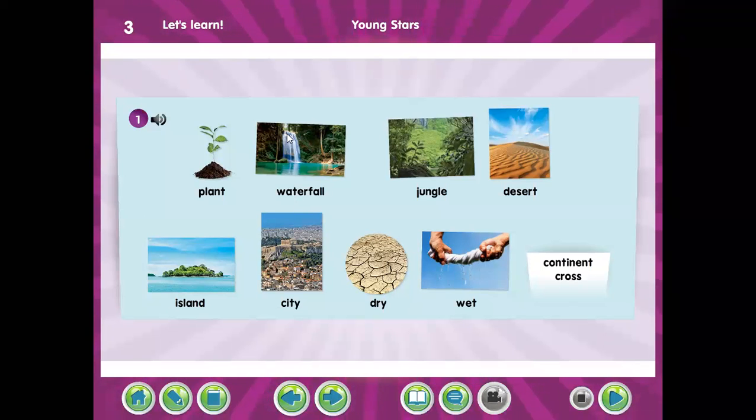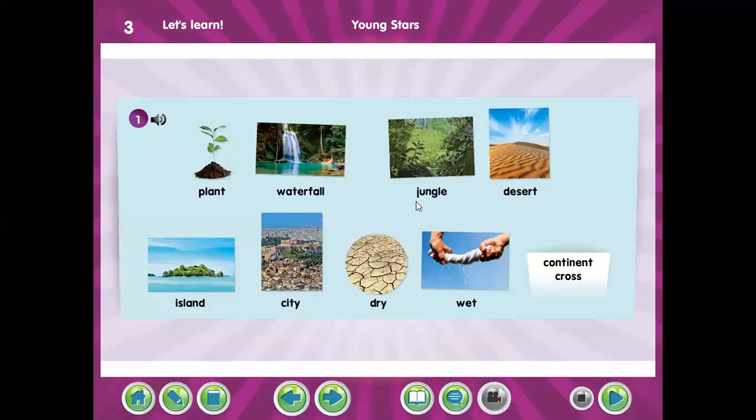Waterfall. You know what's a waterfall? It's this. For example, when you travel to San Ramon, maybe you visit Tirol waterfall. Okay, this is a waterfall. Velo de la Novia waterfall. Okay, waterfall is the name of this.